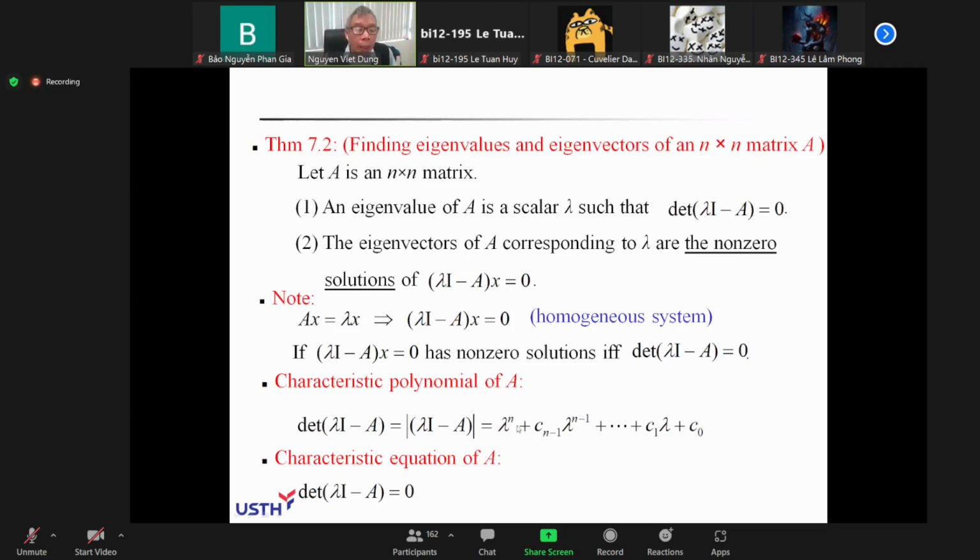And if you look at the characteristic equation of A, the left-hand side here is a polynomial in the variable lambda, and it has degree n. The degree n is exactly the order of the matrix A, and that polynomial has the name characteristic polynomial of A. That is what we studied last week. And now today we continue from this point.